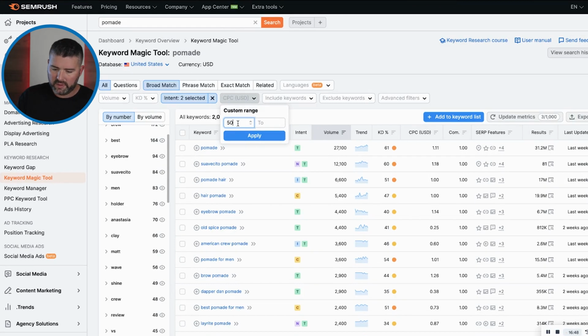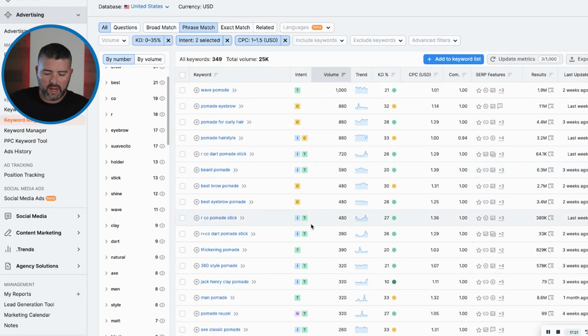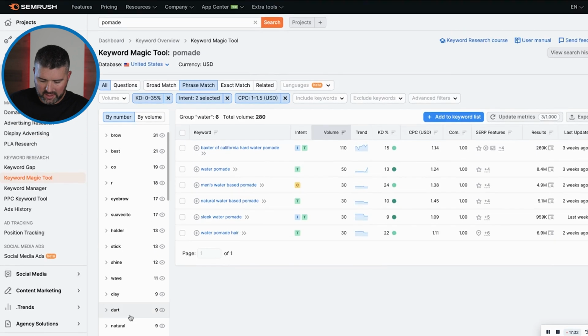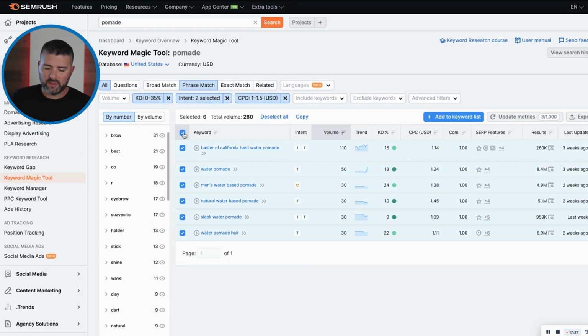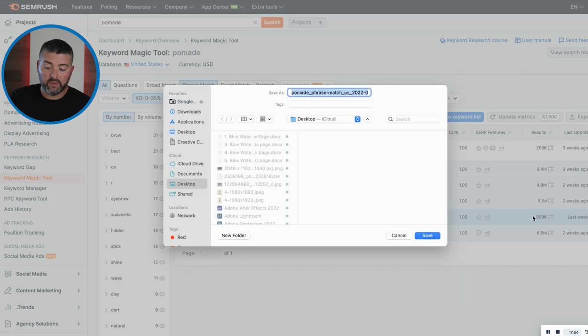So from 50 cents to $1.50, keyword difficulty very easy. And we are now diving deeper, although I'm not really seeing anything sticking out. So my pomade is a water-based pomade. So now what I want to do is take these keywords: sleek water pomade hair, natural water-based pomade, men's water-based pomade, water pomade, and we'll exclude that one. Now that obviously is a much lower volume of keywords.